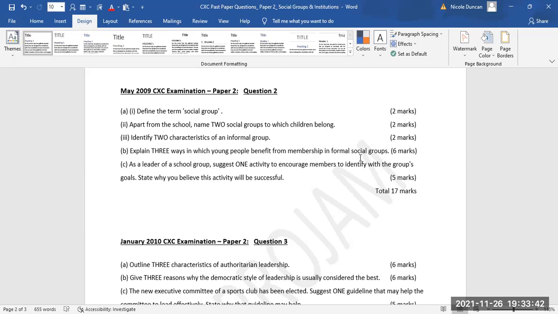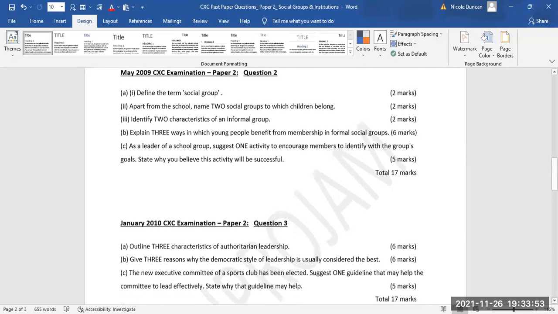Any one of those would assist you in getting the marks, okay? All right, so we would have gotten our 17 marks right there quite easily.